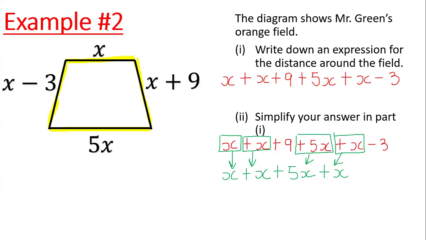Now what we're going to do is deal with our numbers. There's a special word we use for our numbers. We call them constants. So our numbers, we have 9. We're going to take our 9 and put it all the way on this side. Make sure you're writing this down. 9, and then we take away 3. Minus 3.